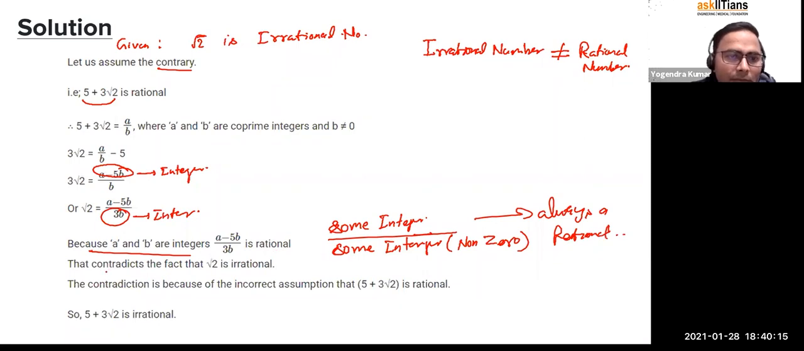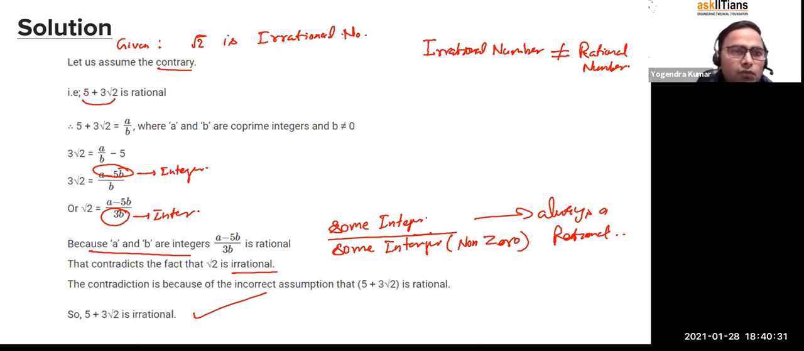It is always a rational number. But on the left side, what do we have? An irrational number. And I told you irrational numbers are never equal to rational numbers. So the contradiction is because of the incorrect assumption that this is rational. So that's why it is an irrational number. I hope it is clear.